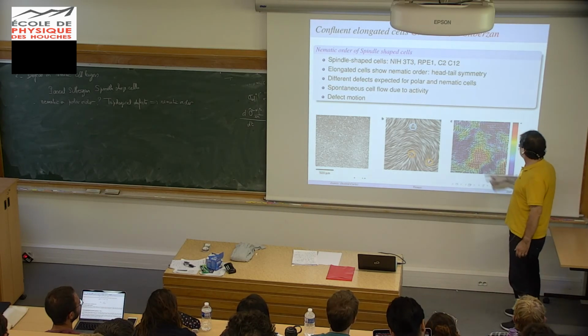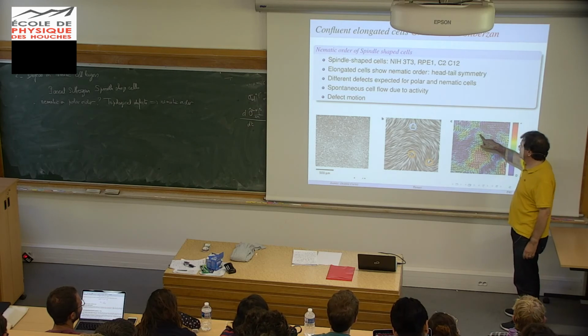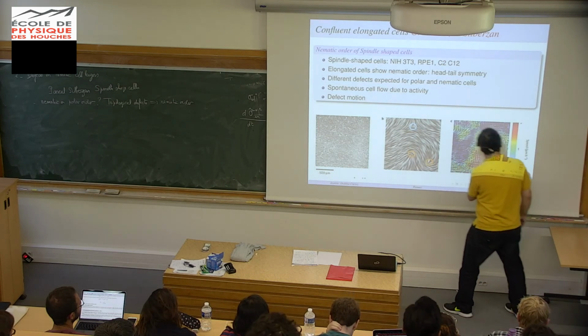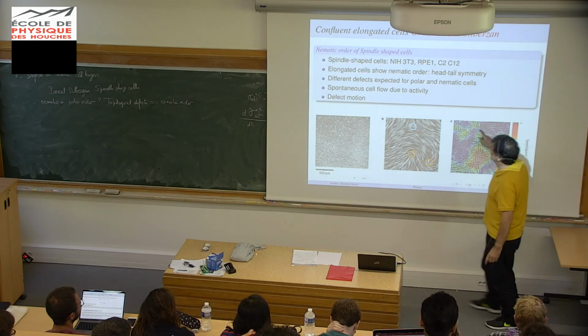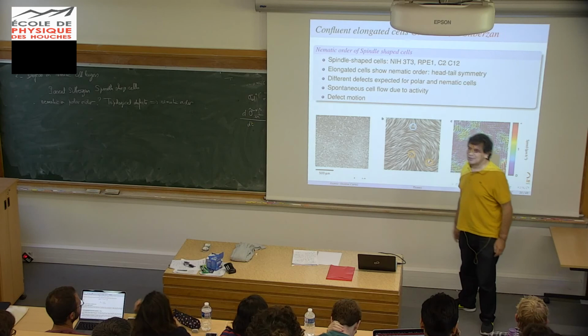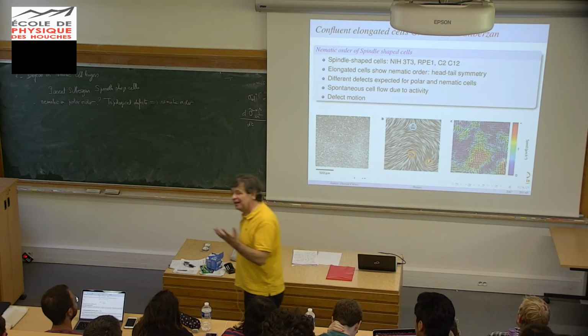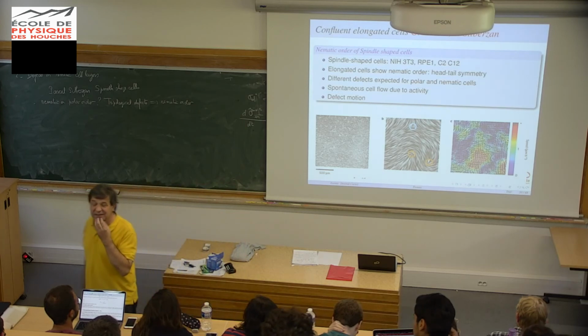So this is high velocity, and this is low velocity. And you see that this corresponds to that, this corresponds to that, and this green part corresponds to that, which is consistent with what I said yesterday. The plus half defects move, and the minus one half defects don't move.